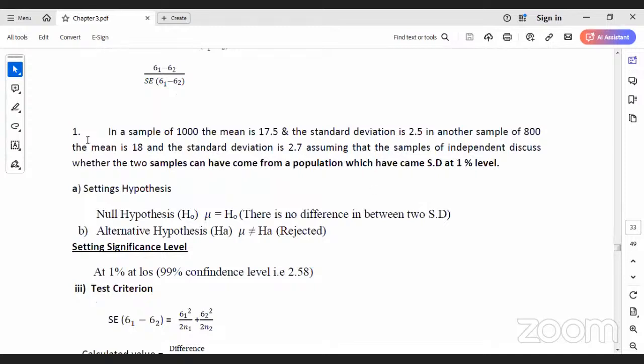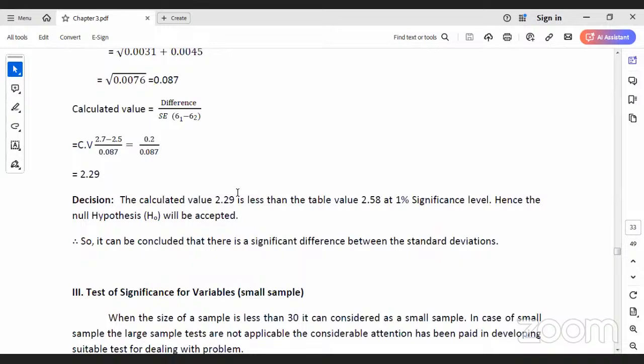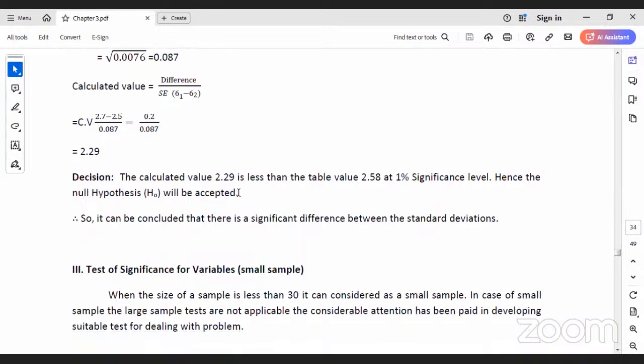So 2.7. A problem given like this can also be inserted into our table. Okay, 2.7 and here 2.5. So finally you are going to get 2.29. The calculated value 2.29 is less than the table value 2.58 at 1% significance level. Hence the null hypothesis H0 will be accepted. Okay, so it can be concluded that there is no significant difference between the standard deviations. You have to write like this.